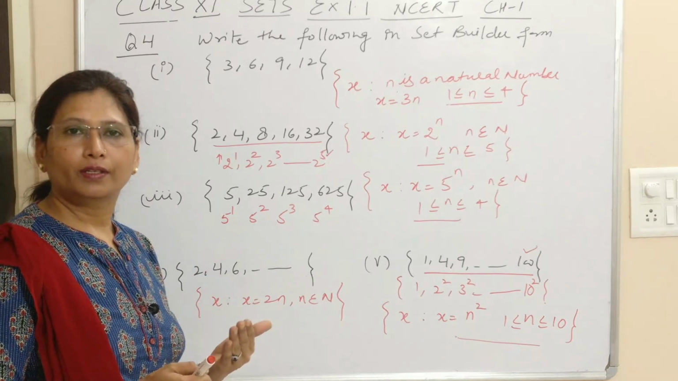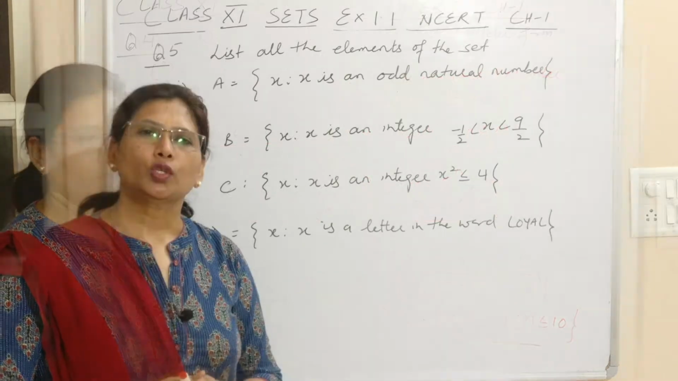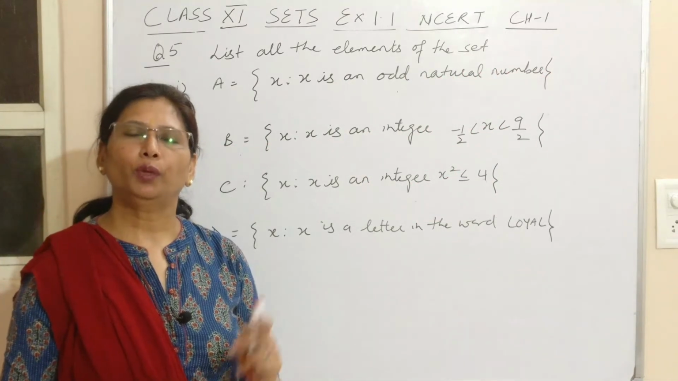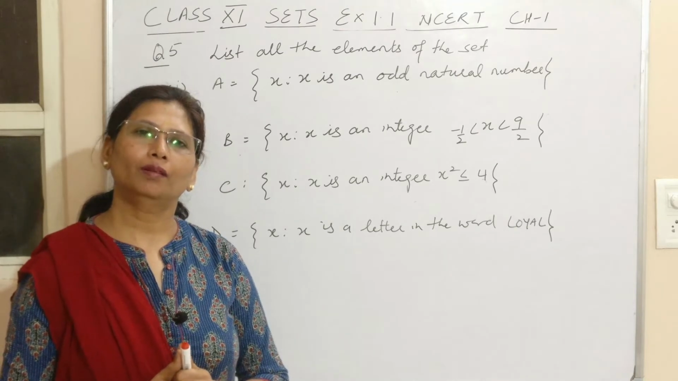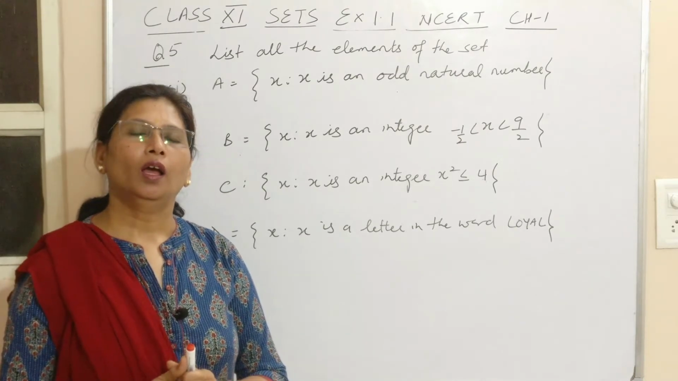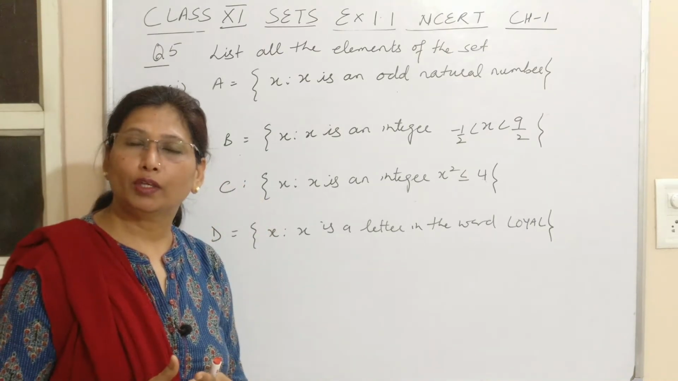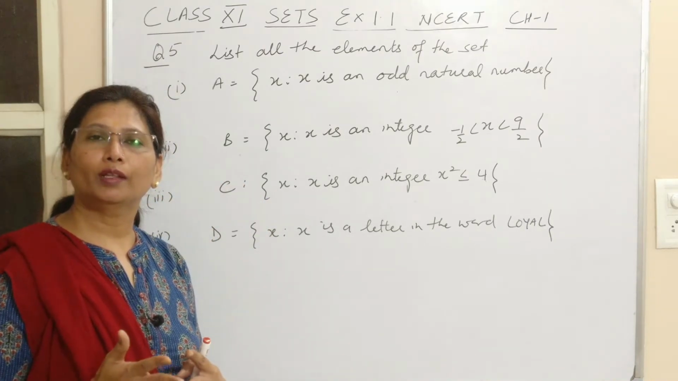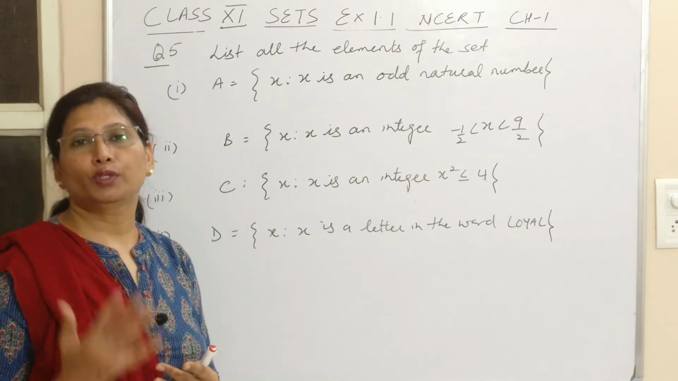So after that, I'll take question number 5. In continuation with exercise 1.1, now I am taking question number 5. If you notice this question, this is almost the same. You have been given the set builder form, and this question is parallel to question number 4. You have to list out all the elements of a set.